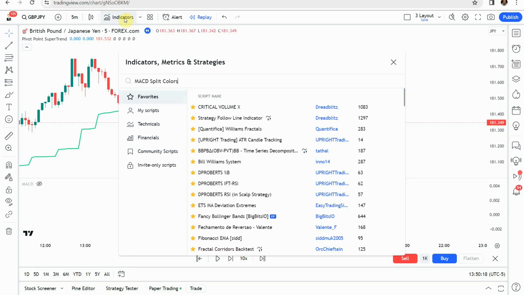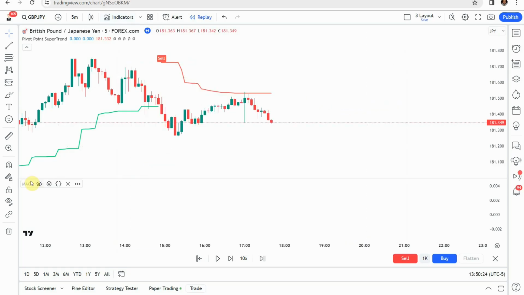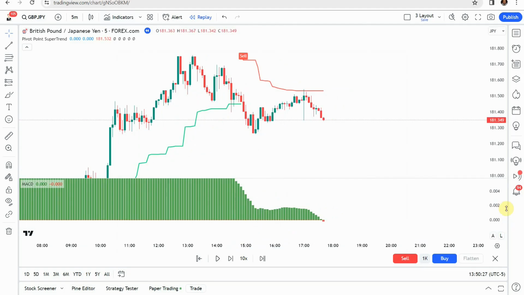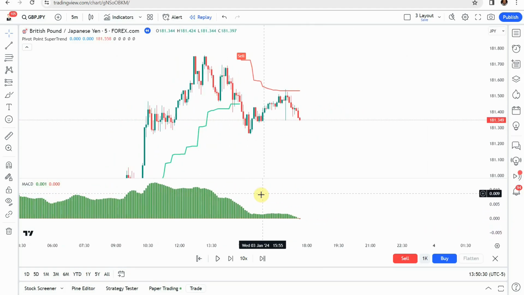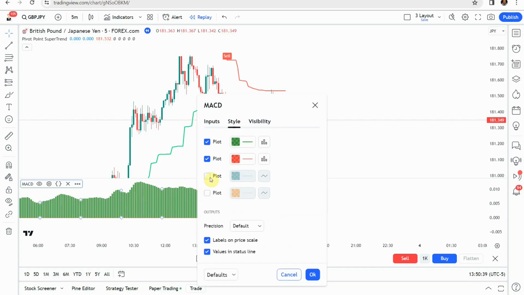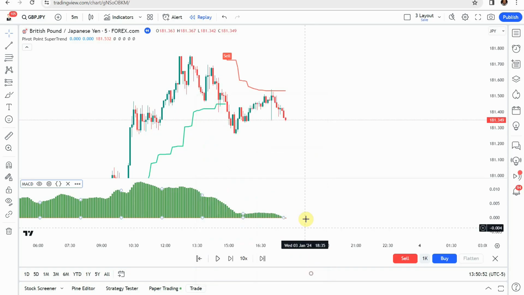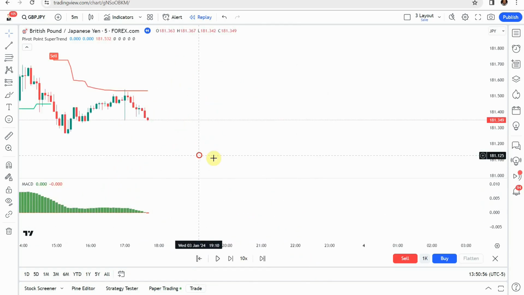The next indicator you'll add to the screen is going to be the MACD split colors. This one right here. Add that to the screen, and again, it'll look similar to this right here. Again, we're going to go in and make a few modifications here, and so under the fast length, you're going to change that to 200. The slow length, you're going to change that to 300. Under the styles, you're going to go ahead and turn off the plot down here and this plot here. And under the plot 1 and plot 2, I guess you could call them, you're going to change those from histograms to columns. Click OK, and it should look the way it does now on my screen.